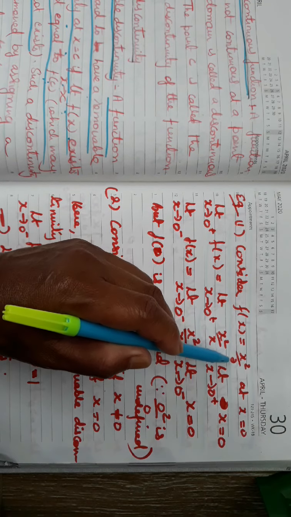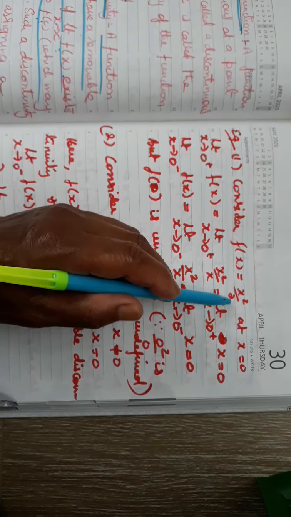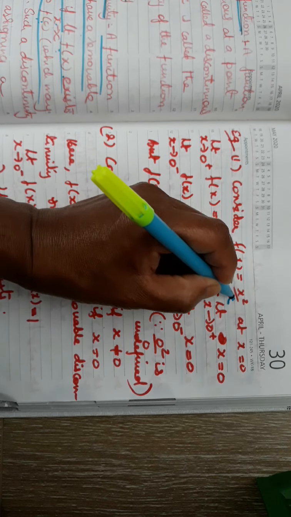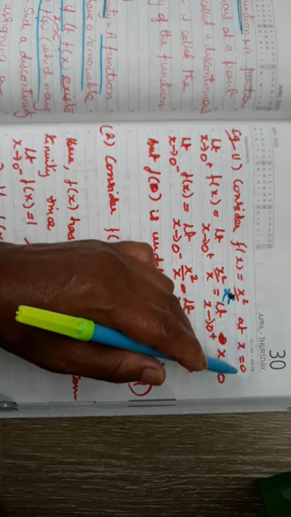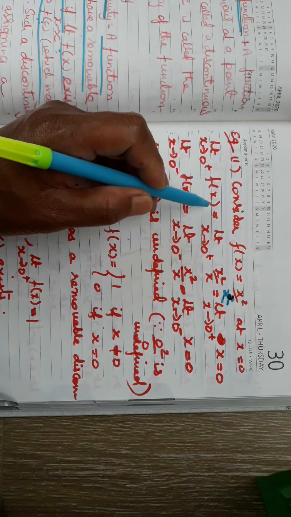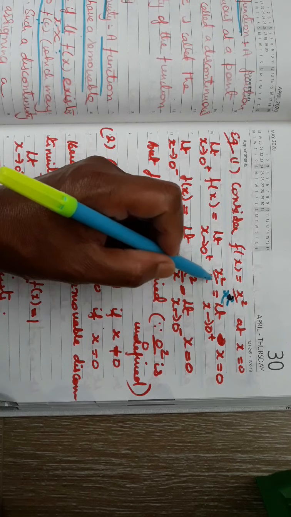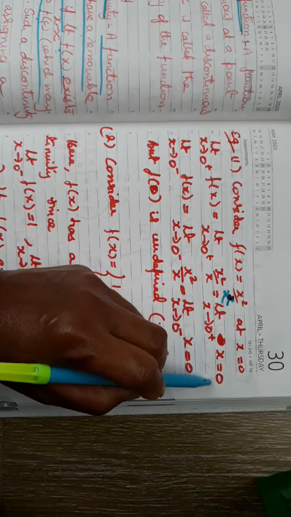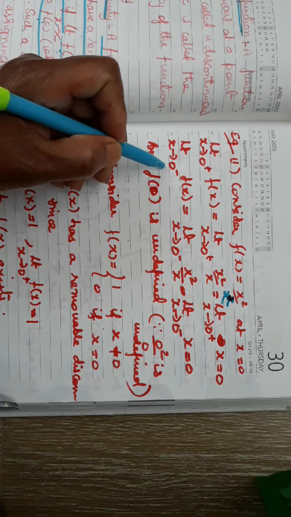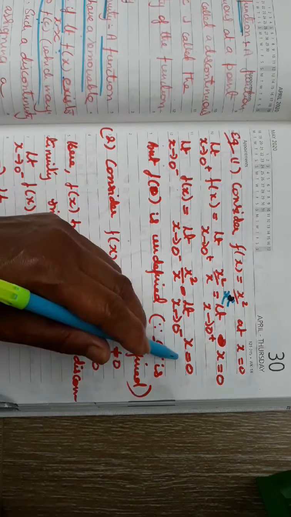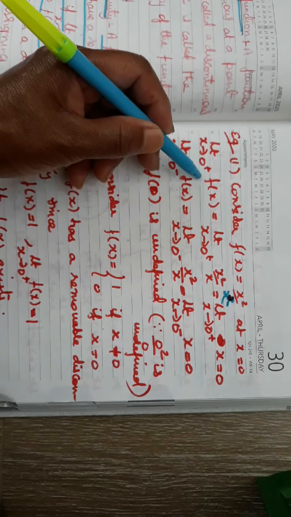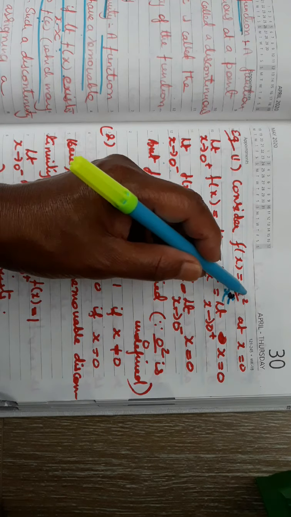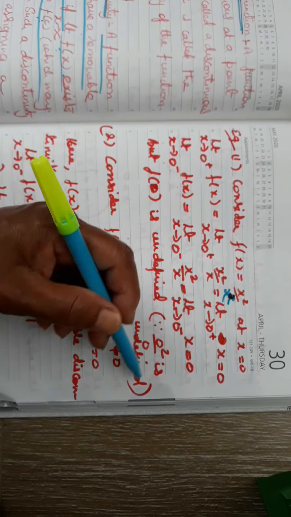f of x is equal to x squared by x, at x not equal to 0. Then limit x tends to 0 plus of f of x is equal to limit x tends to 0 plus of x squared by x. Cancel one x from denominator and numerator, so it remains as x, so it is equal to 0. And limit x tends to 0 minus of f of x is the same thing, equal to 0. As you can see, both the left hand and the right hand limit are equal. But f of 0 is undefined. Why? Because 0 squared by 0 is undefined.